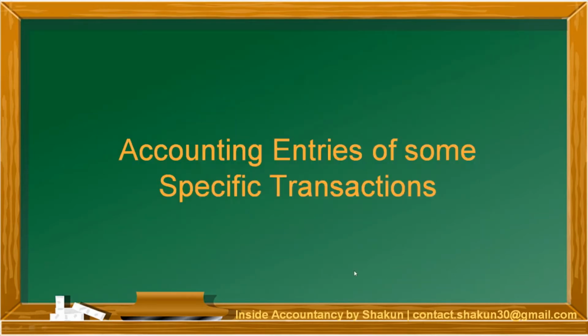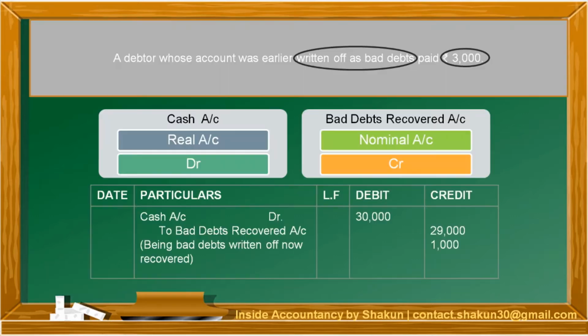So moving on, accounting entries of some specific transactions. Now there are certain specific transactions which are a little typical and you need to know how they are to be journalized. So let's take those examples. First is a debtor whose account was earlier written off as bad debts.